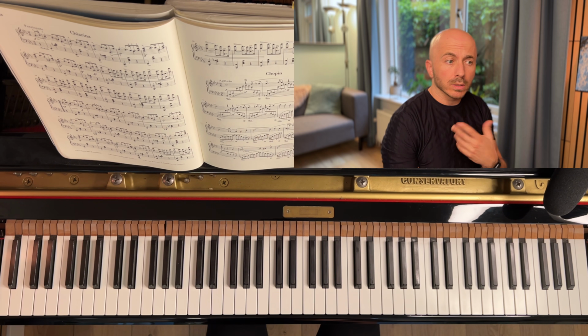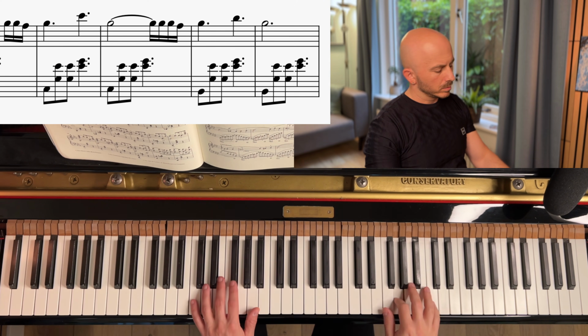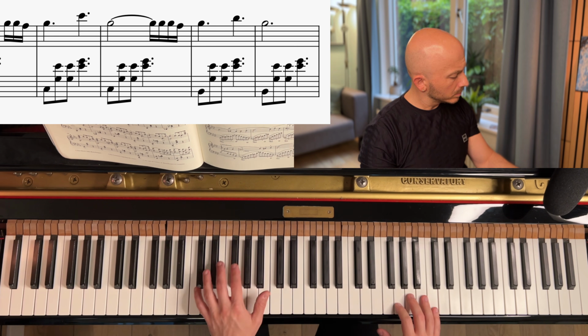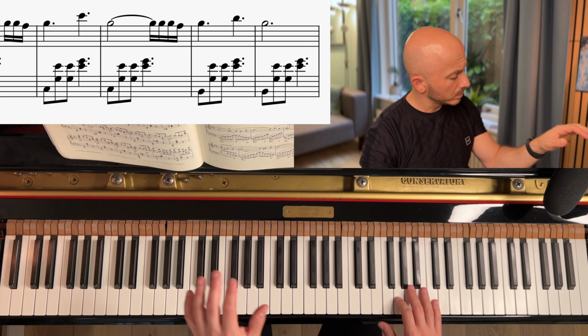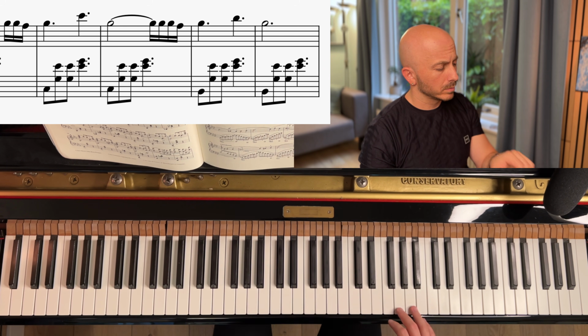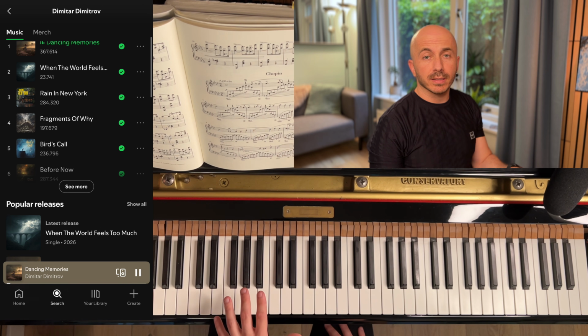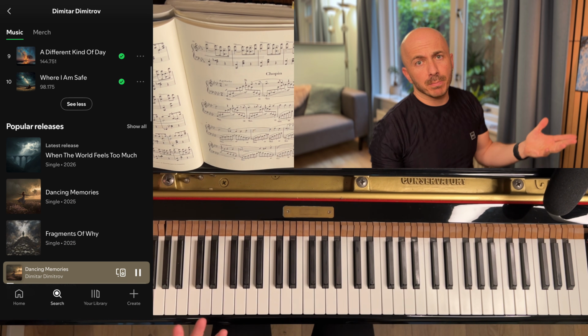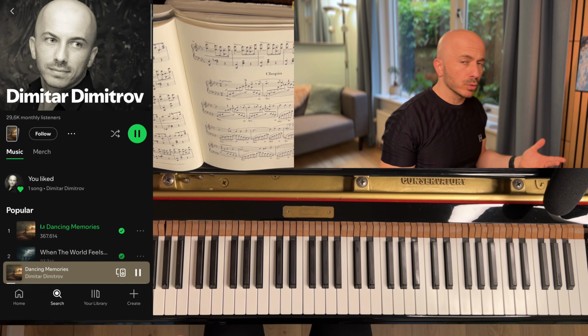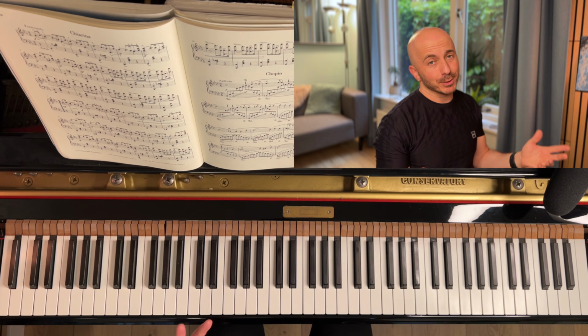Even in my own compositions like Dancing Memories, there are jumps in the left hand that need to be played accurately, even though they are easier. The examples are endless, and of course jumps are one of the easiest and best places to play wrong notes.